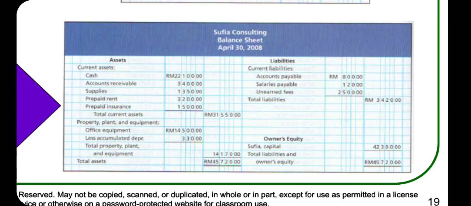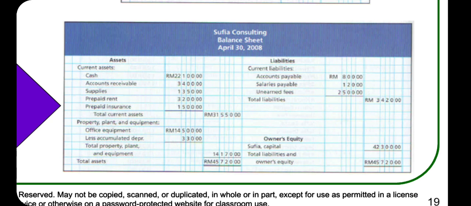The T format is like this. In the left side of the statement, you have to list all the assets, starting with the current assets, and then in the second half of the left side of the balance sheet, you have to list the non-current assets, like equipment, etc. So you list all the assets on the left side of the balance sheet, and then on the right side of the balance sheet, you list all the liabilities and the owner's equity accounts. This format is in accordance with the accounting equation.